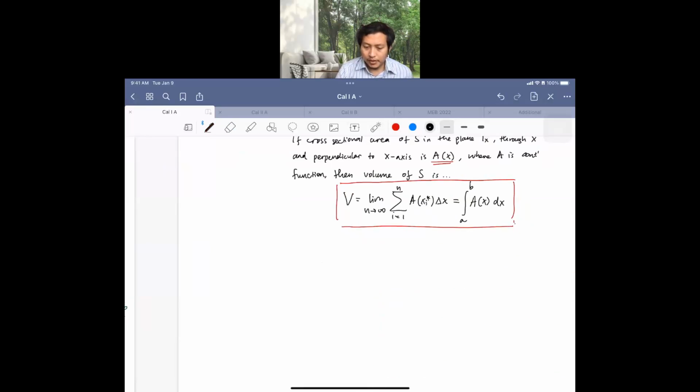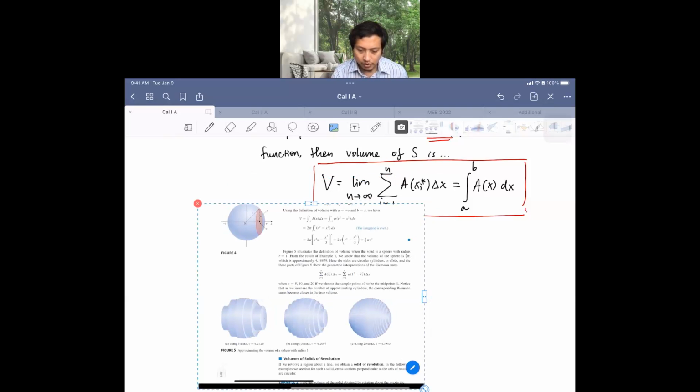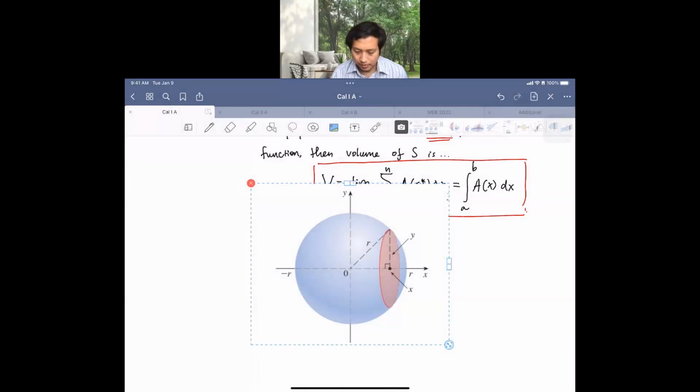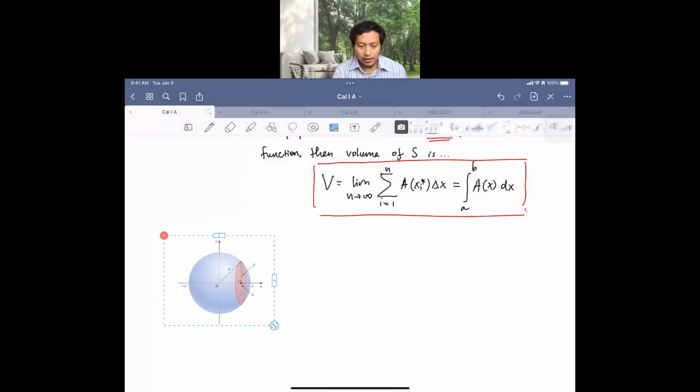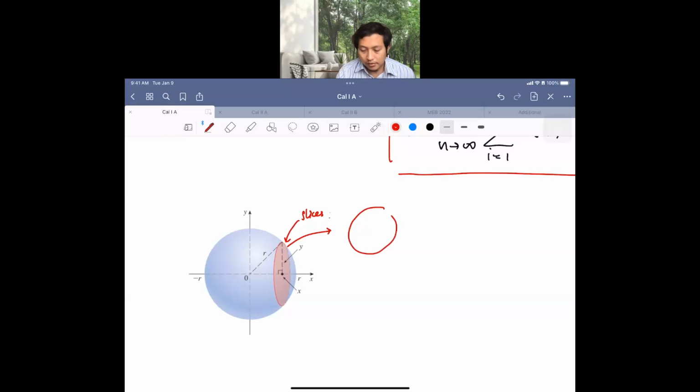Now let me crop this first and explain to you. Let's imagine a sphere with the radius r. So it's not a circle, it's a sphere. It's like a ball. And then we slice the ball, and it becomes these red slices. The slice is a circle, a circle with the radius y.